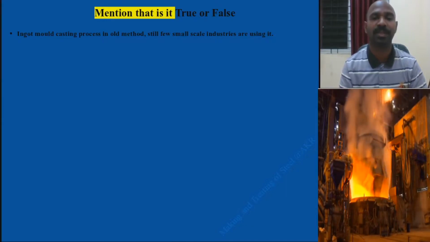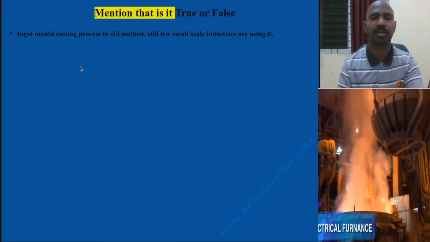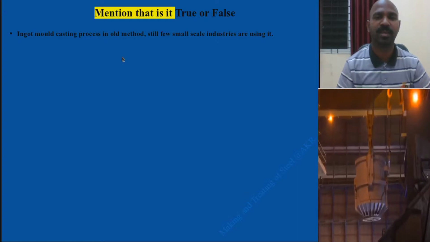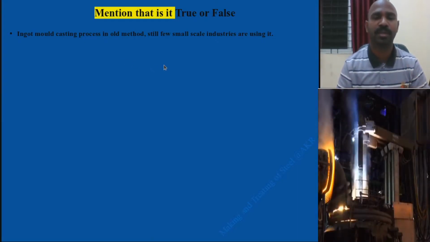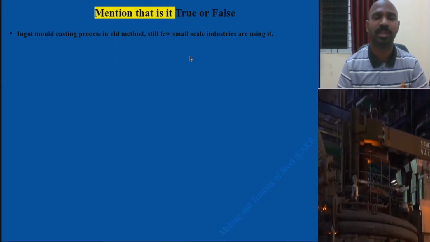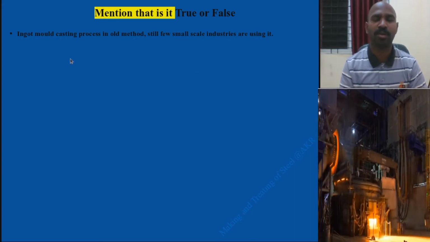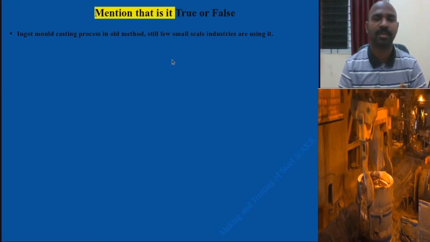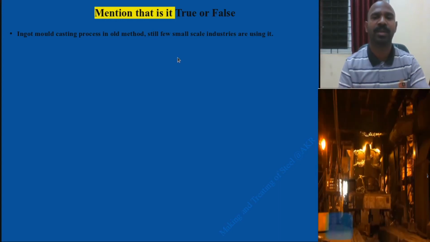Now give your opinion as a conclusion of this topic: the ingot mold casting process is an old method, but for special alloyed steels such as those for nuclear reactor applications and aerospace applications, this ingot mold process is still practiced in a few small-scale industries. Is it true or false? Please give your opinion.